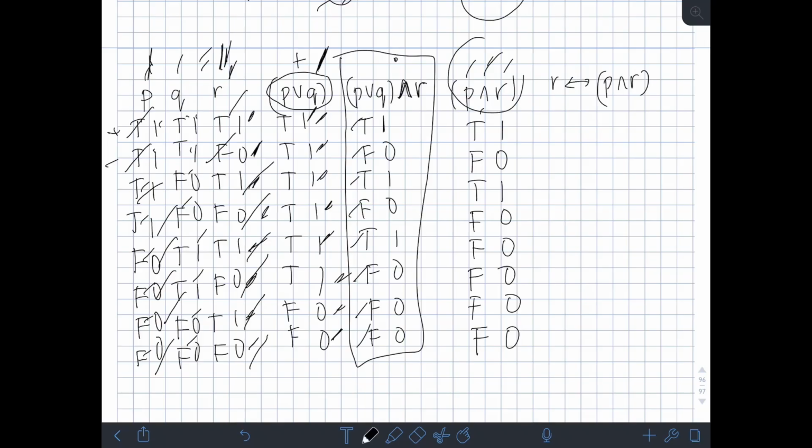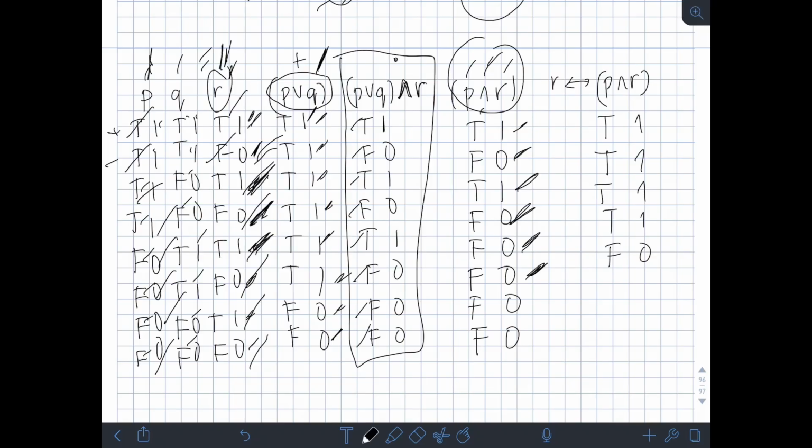Dito sa column ng P and R tsaka R, itong una, parehong true, right? Therefore, true dapat dito si if and only if. Ito, parehong false. So, dapat true din sa if and only if. Ito, parehong true. So, dapat true din. Then, ito, parehong false or 0. So, dapat true pa rin sa if and only if. Next, 0 and true. So, magkaiba. Therefore, false or 0.